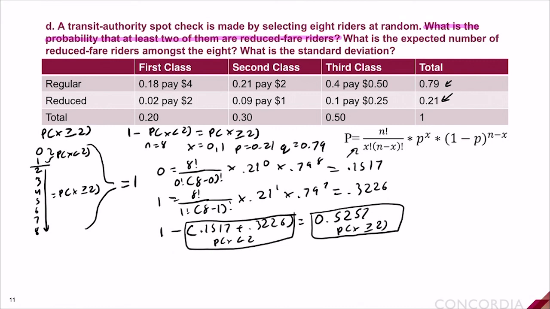Now that we finish the first part, we can move on to the next part of the question. What is the expected number of reduced fare riders amongst the 8? To find the expected number of reduced fare riders, all we have to do, we'll call that part P1. This will be our P2.